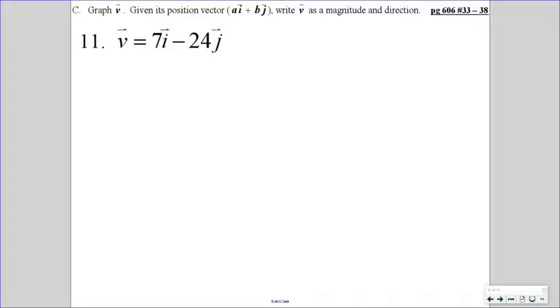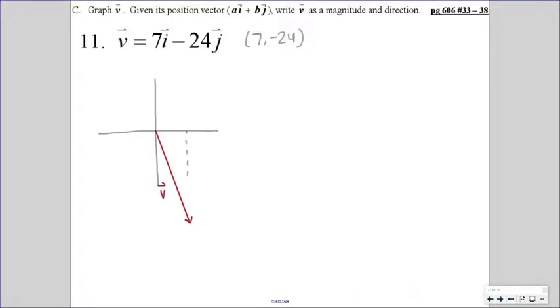Same thing here for number 11. We have our vector v, defined by 7i minus 24j. We're going to sketch it first, and then we're going to figure out its magnitude and its direction. So 7 and negative 24. That's like graphing the point (7, negative 24). We're going to go right 7 and down 24. We're going to have a pretty steep incline here, right? Something like that, and that's our vector v.